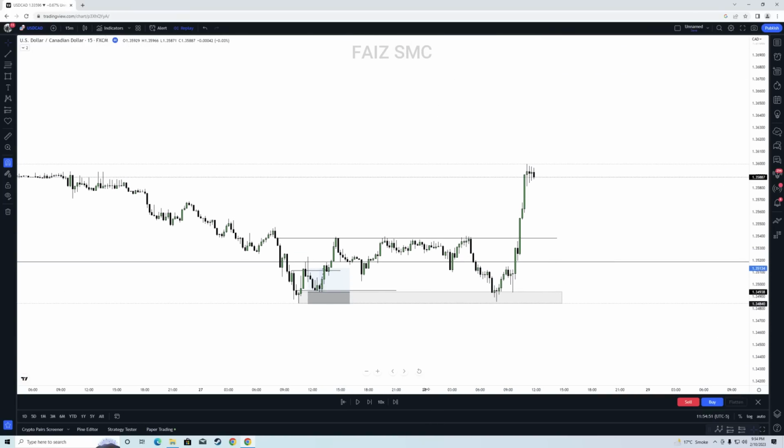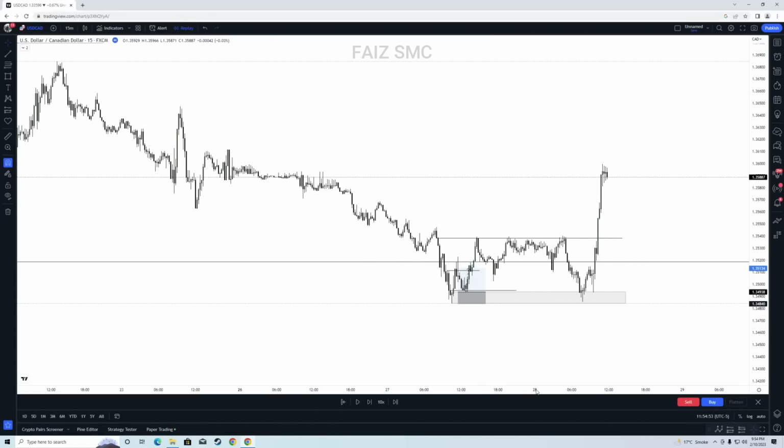So yeah guys, this was the ABCD trading strategy. I will teach this strategy in more detail in the course update that is coming out this Sunday. I will also be teaching you how you can scalp using smaller time frames using this strategy.